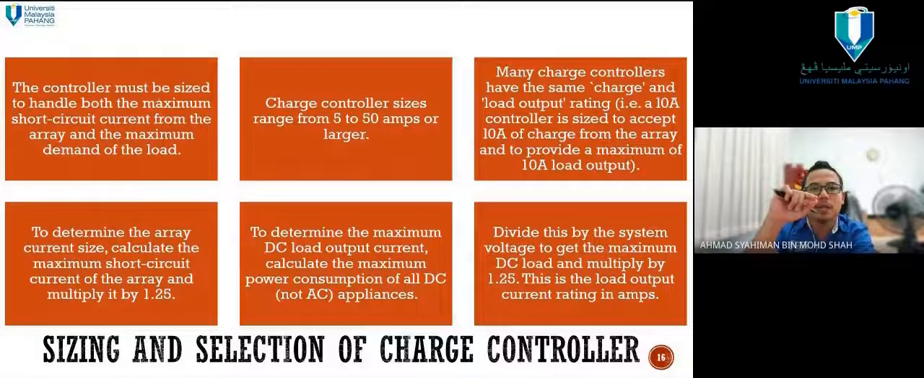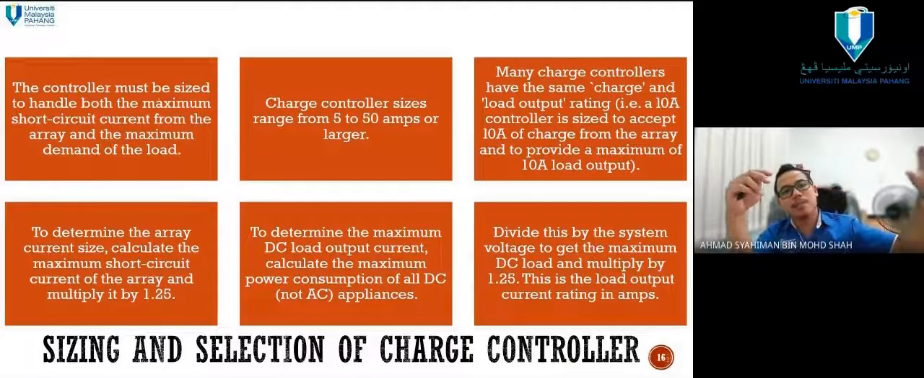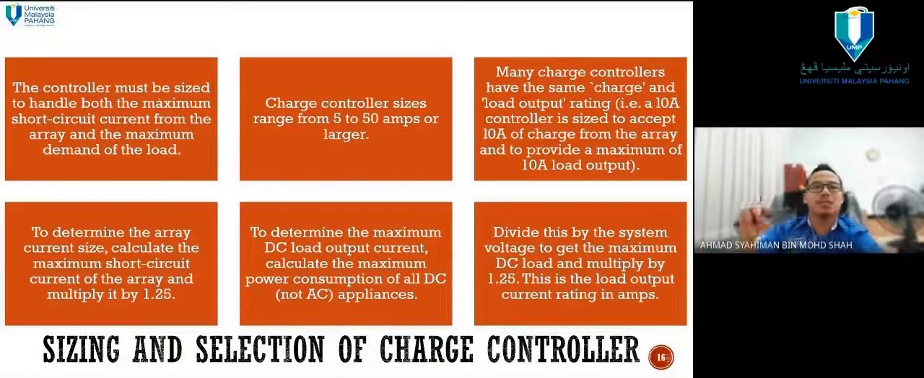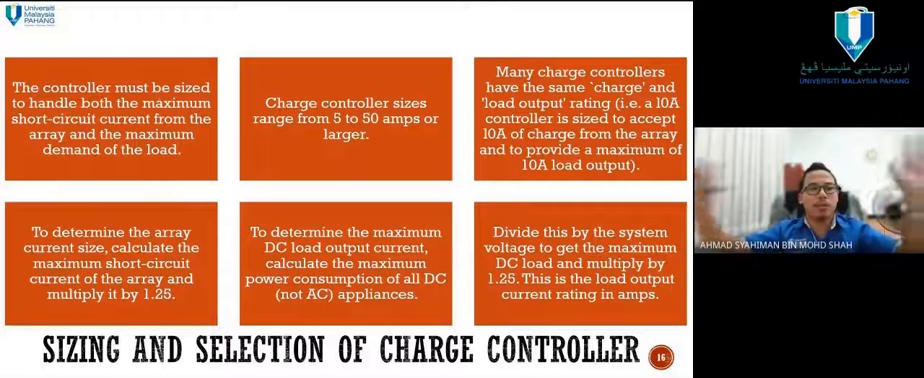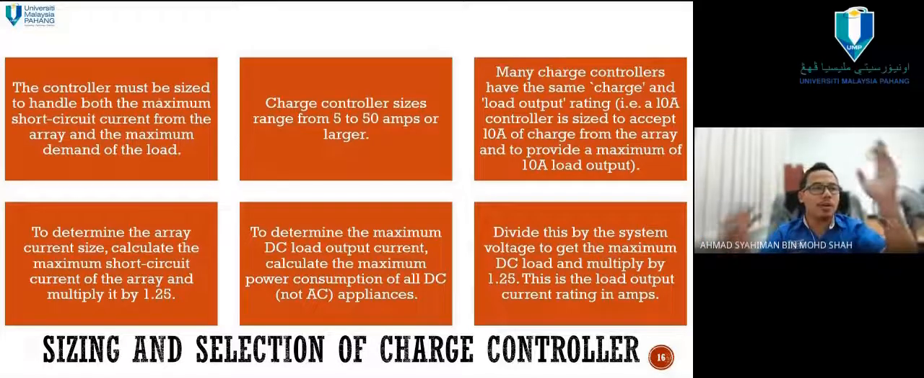So that you are not going to destroy your batteries. If you don't use the charge controller, while using the load, it will not stop until explode. Macam tu. But if you use charge controller, the charge controller will automatically stop when the battery voltage reaches certain values. Okay, kita boleh set the cut off. So charge controller also needs to handle both maximum short circuit current from the module and also maximum demand of the load. So that's the important. Dia ada dua laluan lah. Charge controller tengah-tengah. Input dan output. Dia control input dan output.